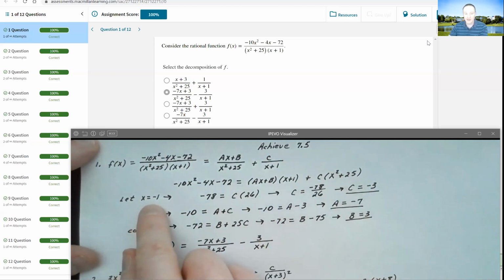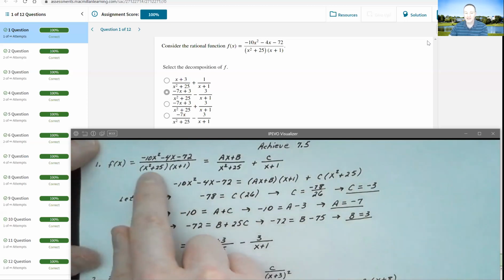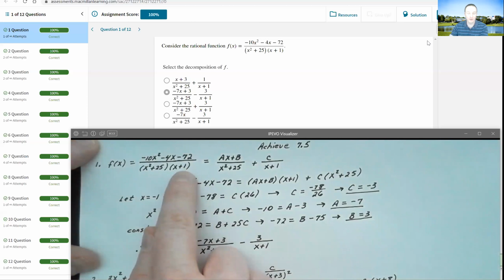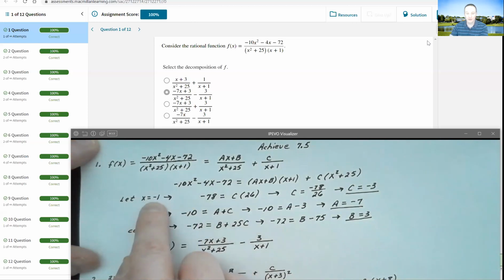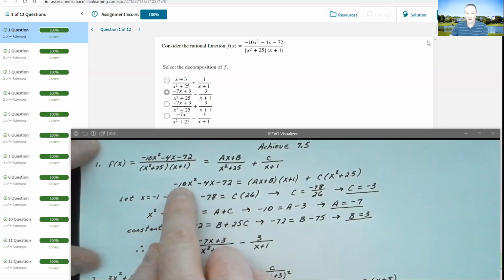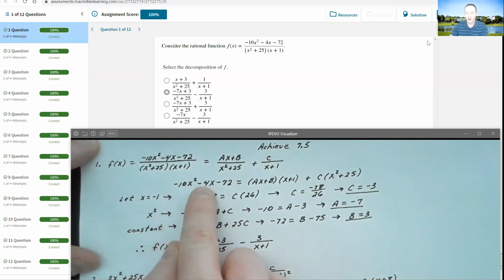First thing I think is, as long as I can set one of these factors equal to 0, I know I'm going to be able to solve for a variable. Well, you can't set the factor x squared plus 25 equal to 0, but I can set the second one equal to 0. x plus 1 is equal to 0 when x is equal to negative 1. I let x equal negative 1 on the left-hand side, and I would get negative 10 plus 4 minus 72. That ended up giving me negative 78.